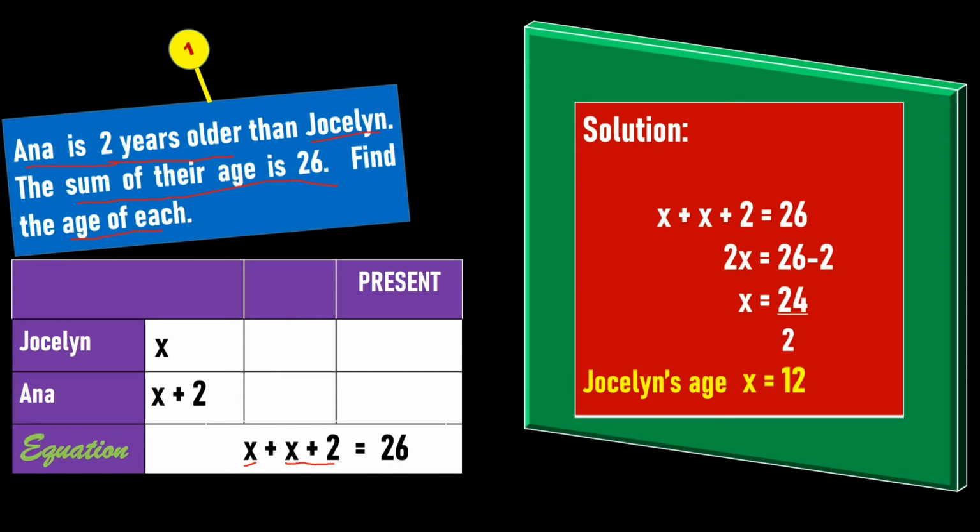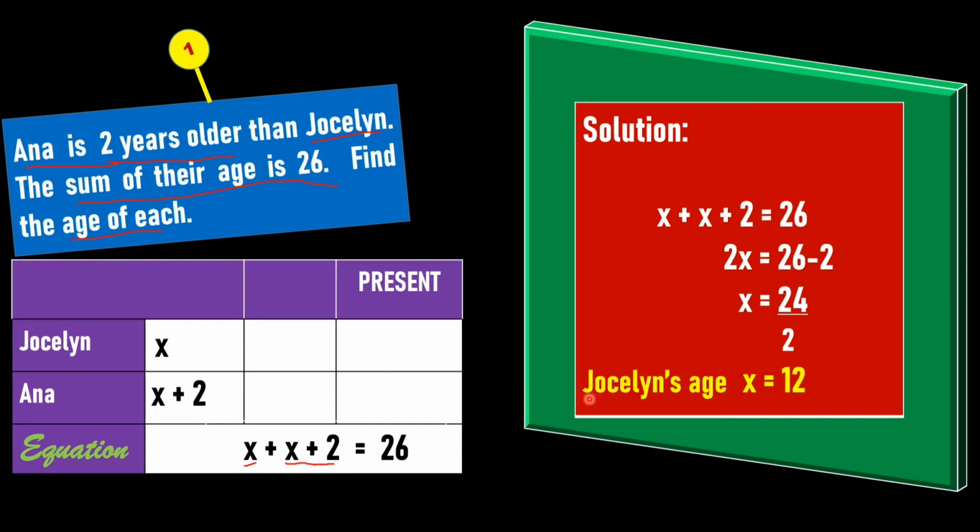So, here's the solution. Combine the variables. X plus x is equals to 2x. Transpose 2 to the other side becomes negative 2. So, 26 minus 2 is equals to 24. Ibaba lang natin yung 2. Kasi inverse ng multiplication ay division. Kaya 24 divided by 2, x is equals to 12.